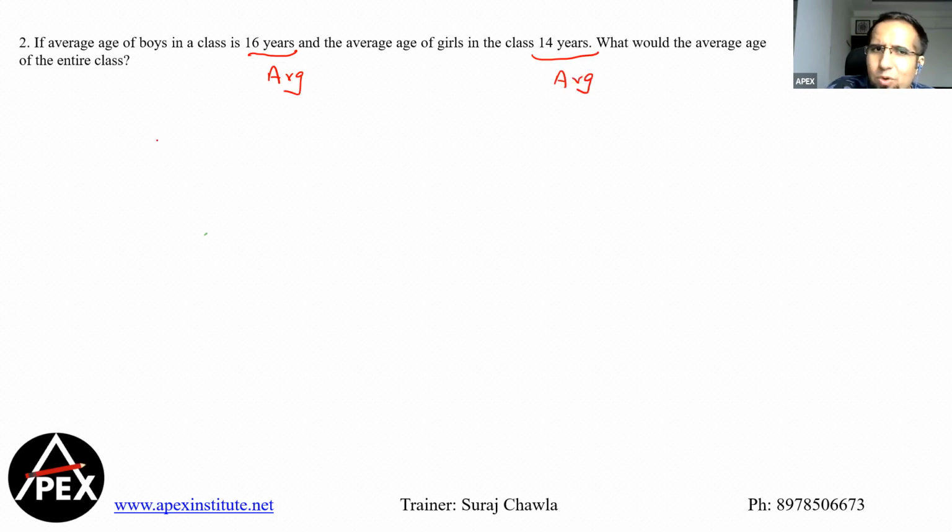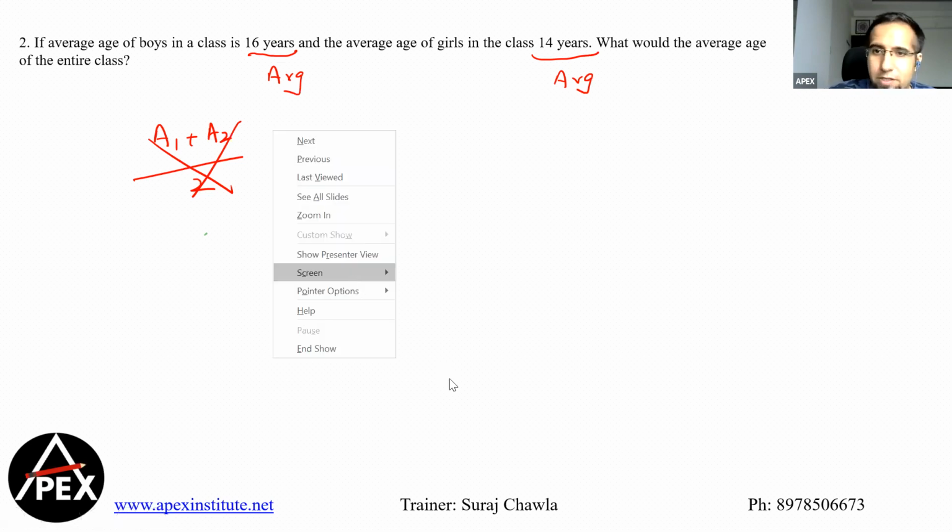How are you again doing average 1 plus average 2 by 2? I just told you that this cannot be done. Wow, Rishi, you derived some beautiful thing, man. So first of all, it is not 16 plus 14 by 2 because it is not average of averages. Clear, Murli?